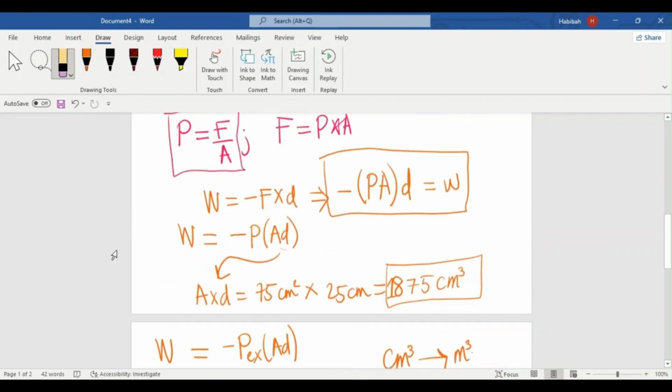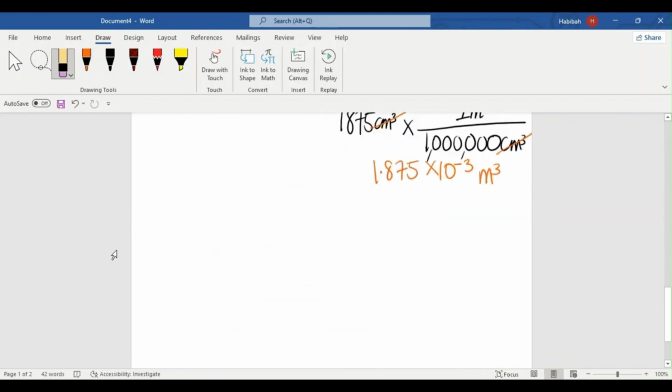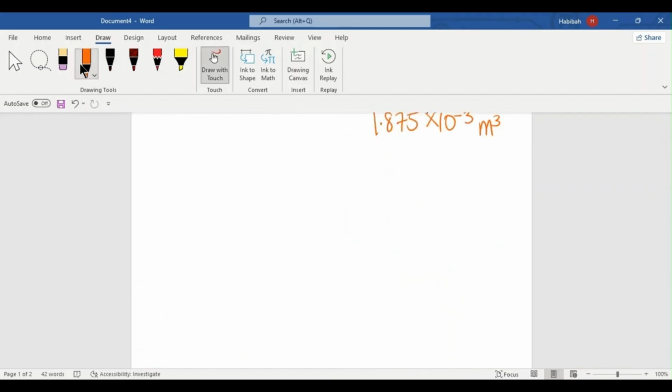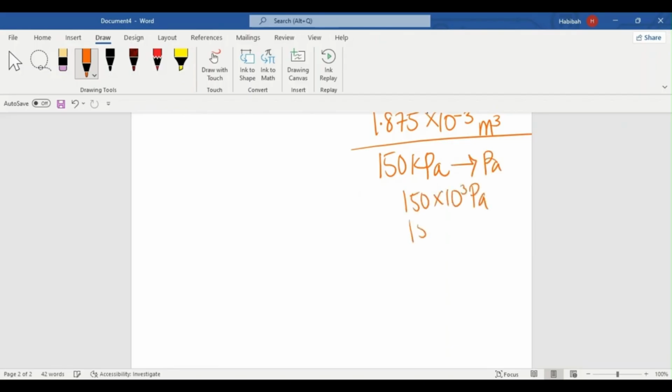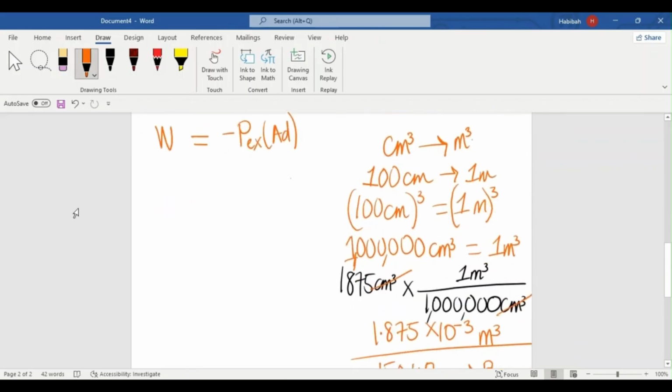Now we have the pressure. What is the pressure again? The pressure is 150 kilopascal. Remember now that 150 kilopascal to Pascal is the same thing as saying 150 times 10 to the power 3 Pascal, or 150 times 10 to the power 3 Newton per meter squared, because Pascal is the same thing as Newton per meter squared. And we're just going to input all of that information in our equation on the left.